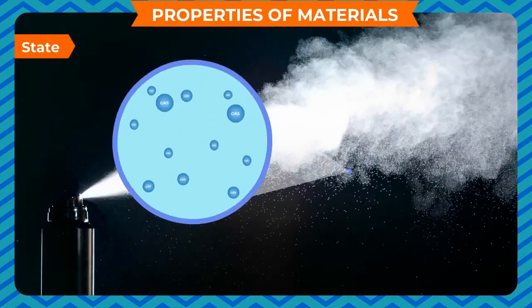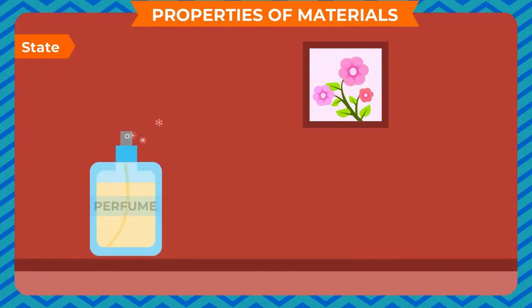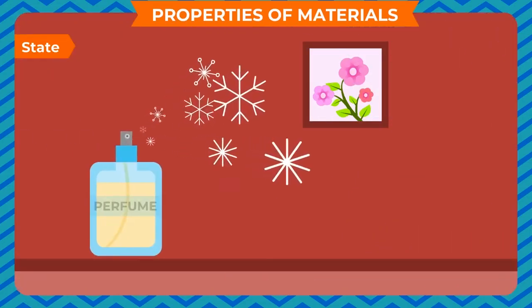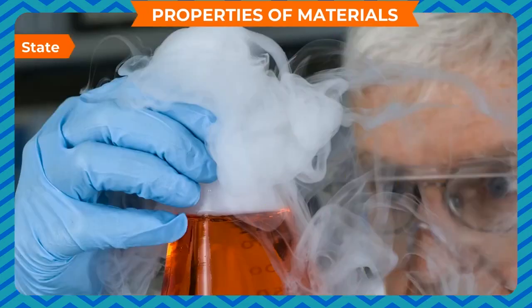The molecules of gases are free to move. The force of attraction between them is very less. That is why when a deodorant is used, its smell spreads throughout the room. Gases do not have fixed shape and volume.